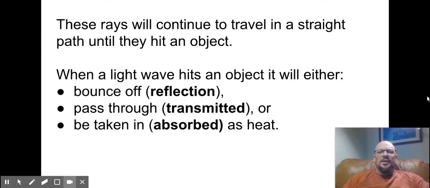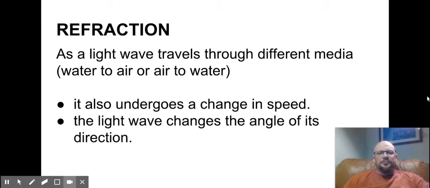Once they hit something, they interact in one of three ways. They bounce off. We call that reflection. They pass through it, transmitted or transmission, or they're taken in or absorbed as heat. We're going to look at some of these interactions today and how we use those for our benefit. First one is when light is transmitted or travels through a different media, we call that refraction.